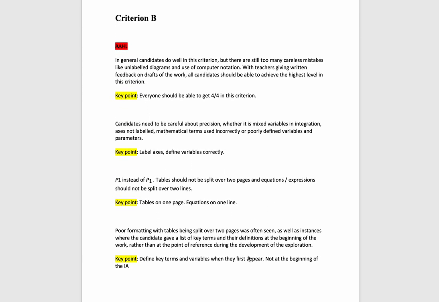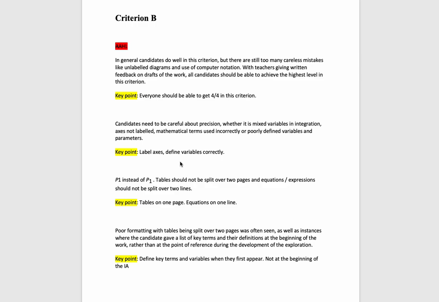Okay, criterion B. The key point here is everyone should be able to get 4 out of 4 in this criterion. They say this all the time in the subject reports. This is the one that the IB considers to be the easiest criterion. I'm not sure if I'd agree, but yeah, everyone should be able to get 4 out of 4. Again, watch my videos on each criterion to kind of give a better overview of what's required.